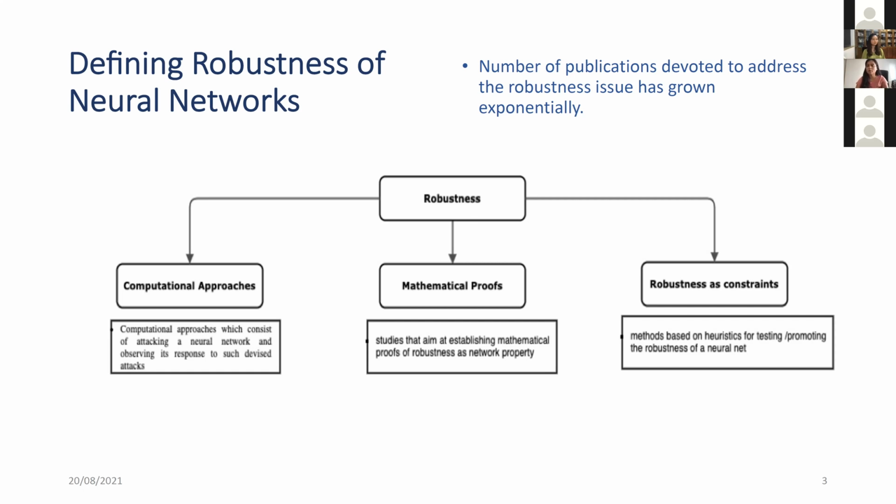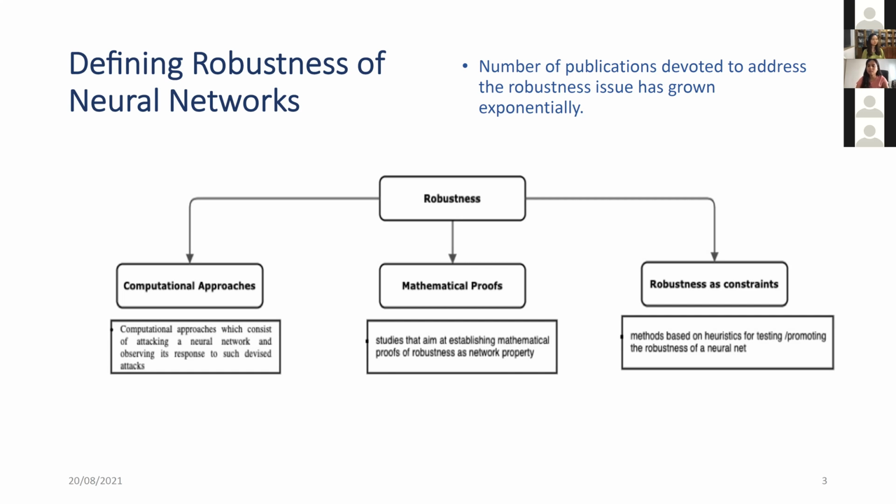Secondly, we talk about mathematical proofs. It talks about all the guarantees in terms of Lipschitz constant, in terms of local robustness around the input, in terms of local or global robustness of the network property, and everything comes under these mathematical proofs.